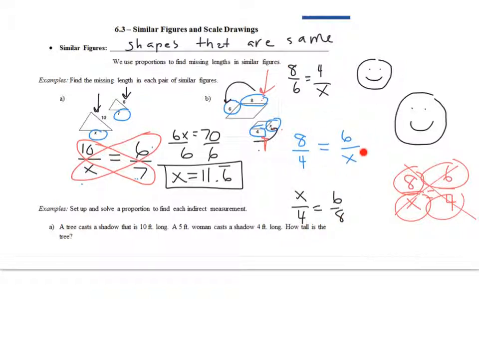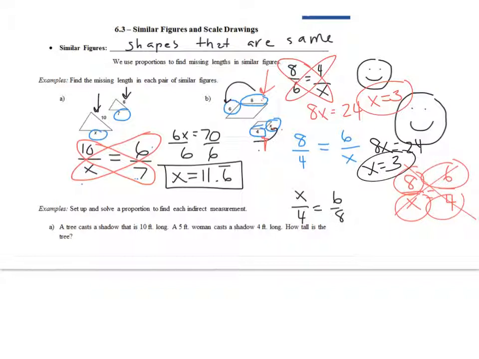So remember, to solve a proportion, you circle the cross products and set them equal. So this is going to be 8x equals 24, so x equals 3. And now I can solve it on all of them. 8x equals 24, x equals 3. 8x equals 24, x equals 3. So there are multiple ways to set up a proportion that would still work. Second example.